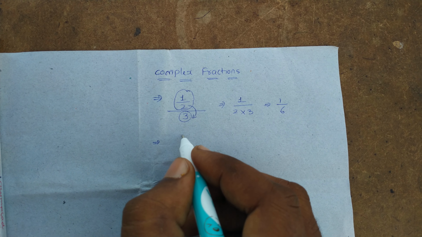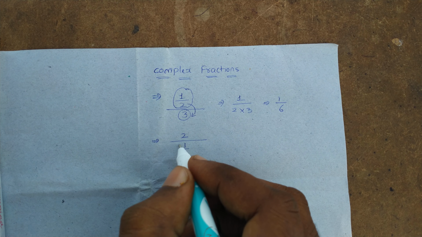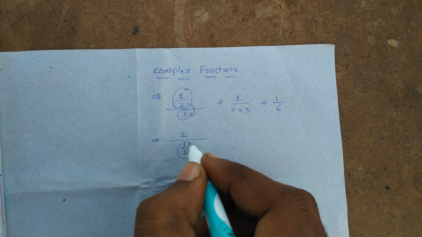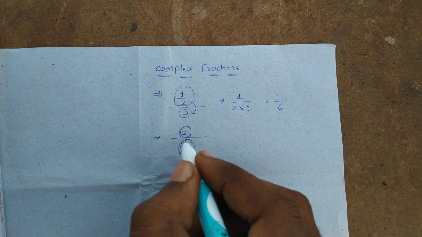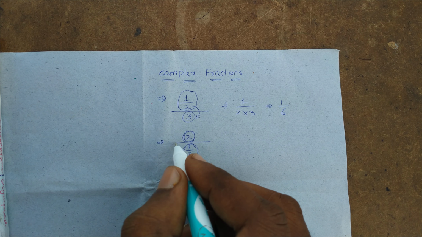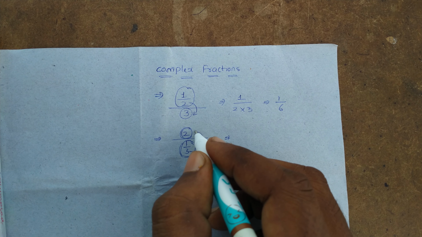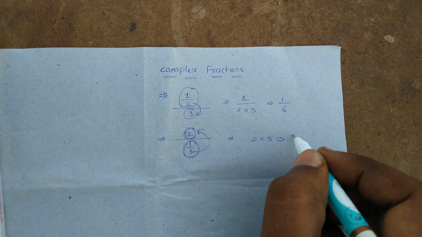We can have another type. Suppose 2 by 1 by 3. Now here, in the denominator we got a fraction. The numerator is 2, and in the denominator we got a fraction. This is the main fraction bar. If this is the case, what is the answer? Simply this 3 will go up. 2 into 3 is 6.